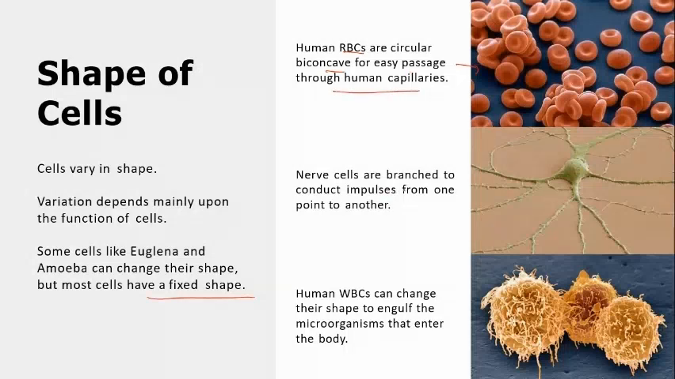This one is the nerve cell. Nerve cells are branched to conduct impulses from one point to another. The other one, the human WBC or white blood cells, can change their shape to engulf the microorganisms that enter the body.